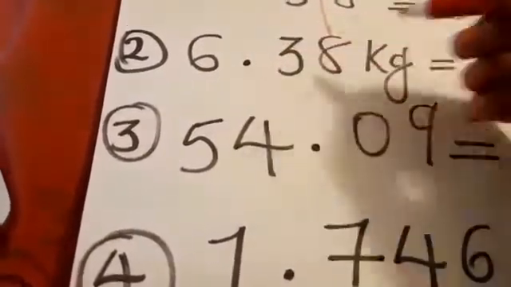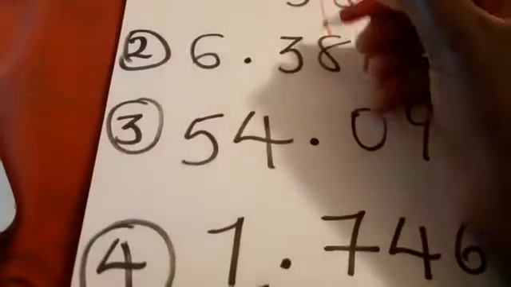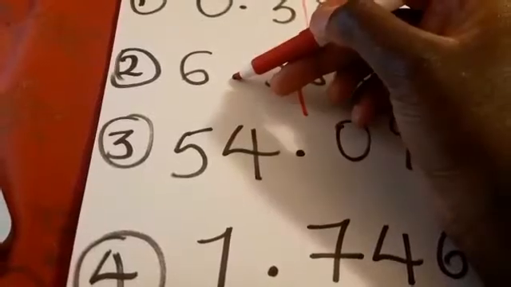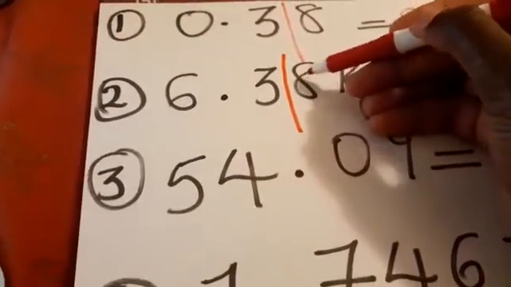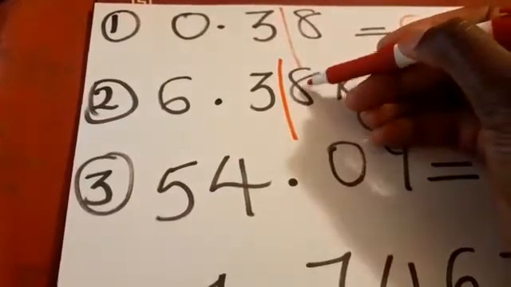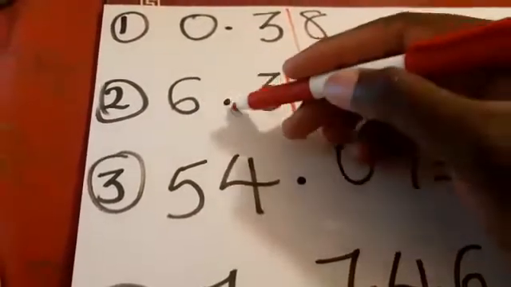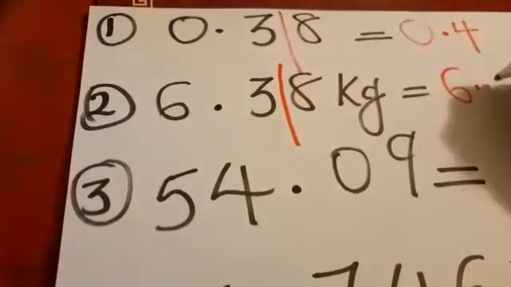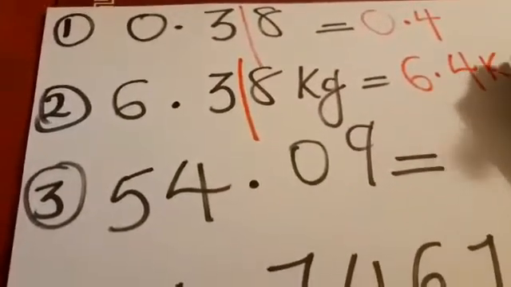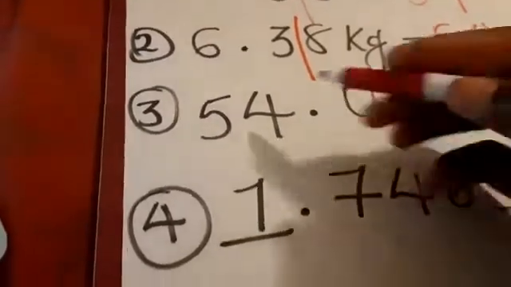Next one, 6.38 kg. I put a line because I'm rounding to 1 decimal place, only 1. Then I go next door and I look at the number, and it's 8. So 8 is bigger than 5, which means I round up. So this now becomes 6.4 kg.